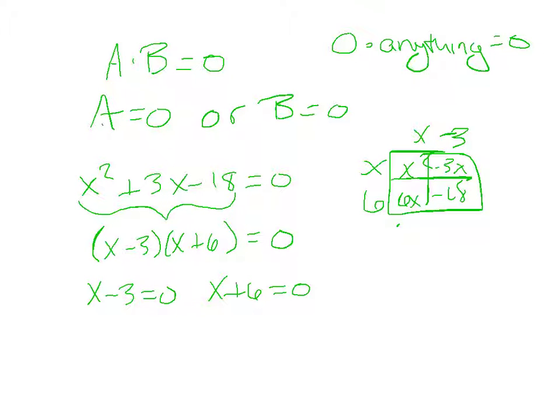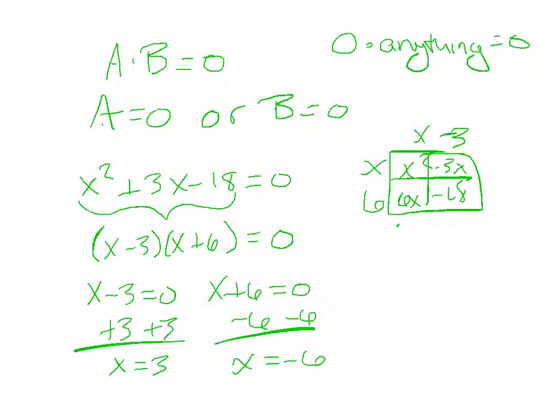And if that's true, I'm going to add 3 to both sides, and I know that x equals 3. And I'm going to subtract 6 from both sides, and I know that x equals negative 6. And so here is how I can find out what is x. How can I solve for x? Notice I get two answers. I get 3 and negative 6.